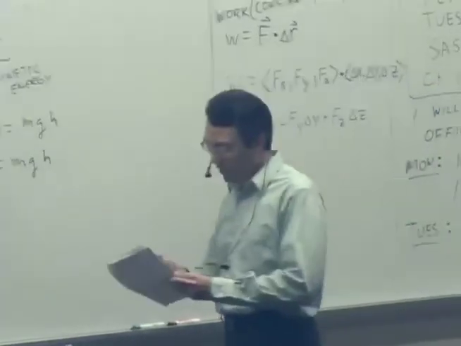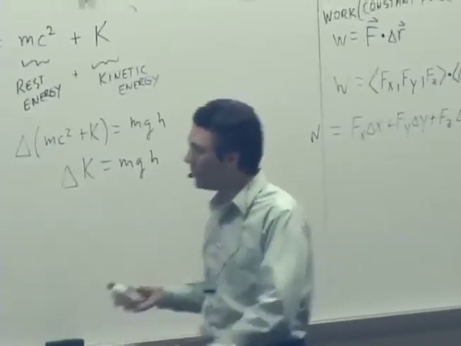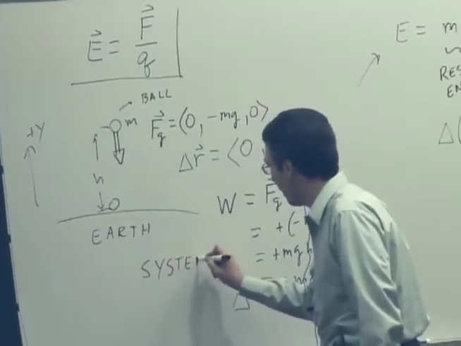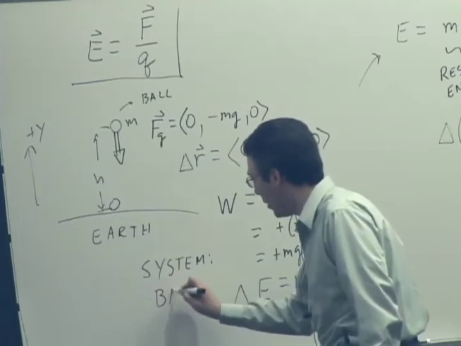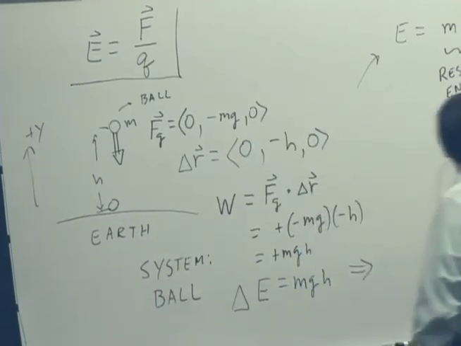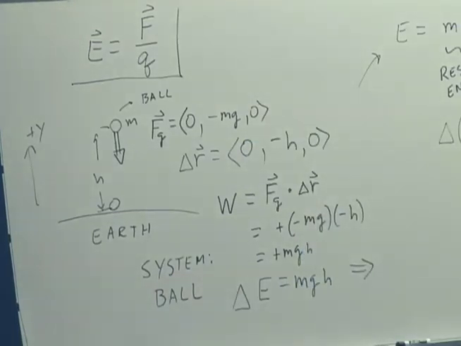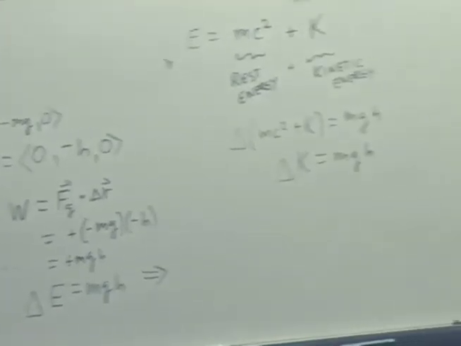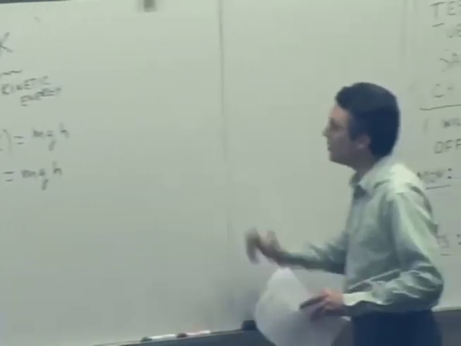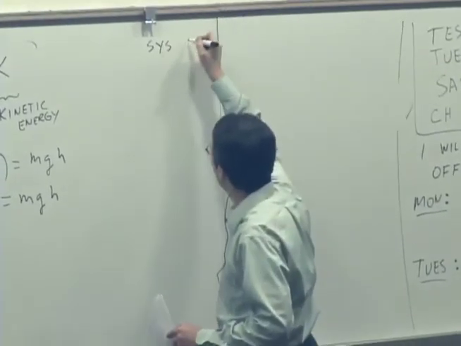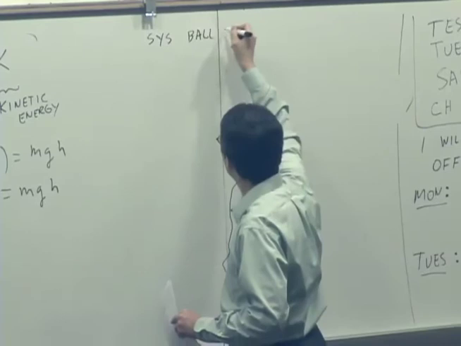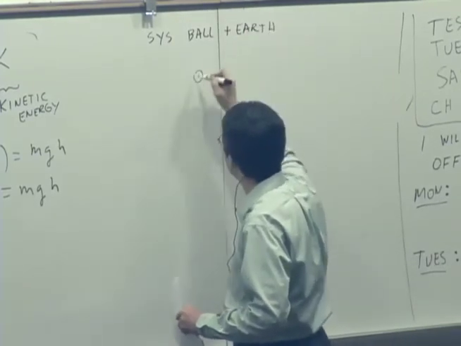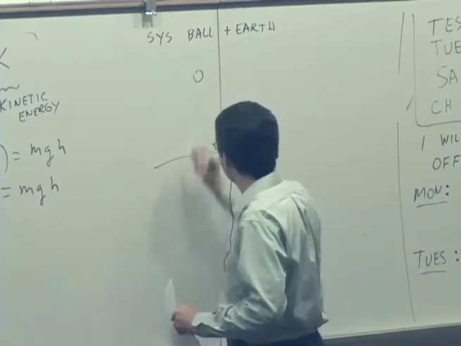Energy has increased. Okay? Not very surprising. We could choose a different system. The system that I implicitly chose here was just the ball. But you have to be careful when you're choosing a system, because it may change how you analyze the problem. So what if we chose a system that was the ball plus the Earth? Same situation.